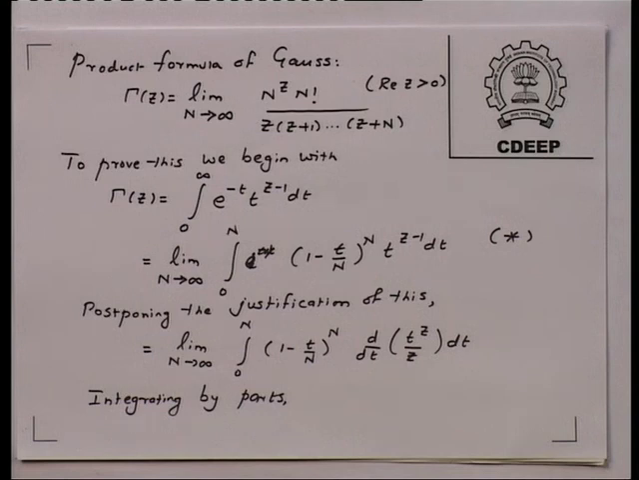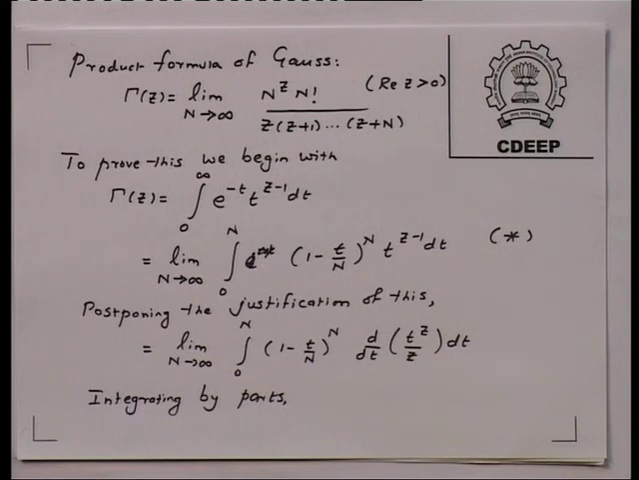All right, we want to prove this. How do you begin? Begin with the integral definition, gamma z equals the integral from 0 to infinity of e to the power minus t times t to the power z minus 1 dt. And here the only trick is to replace the exponential function e to the power minus t by the limit as n tends to infinity of 1 minus t by n raised to the power n, and replace 0 to infinity also by the finite interval 0 to n. Of course, you have to justify this step.